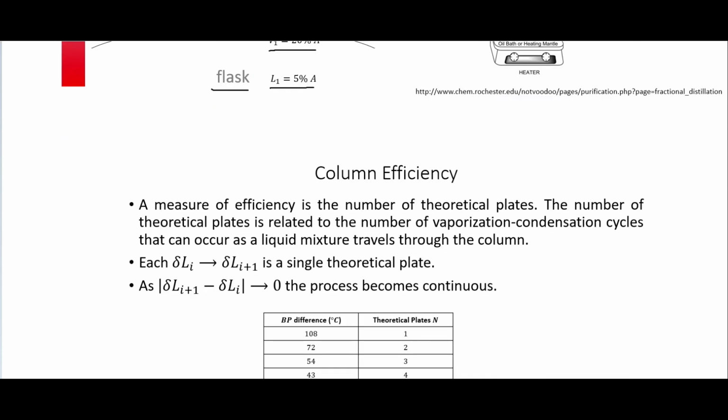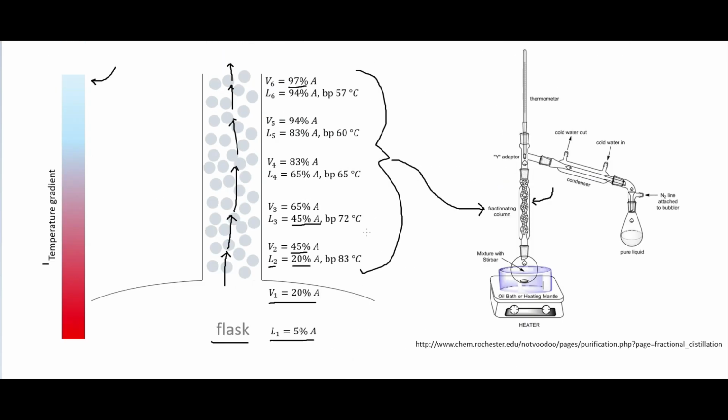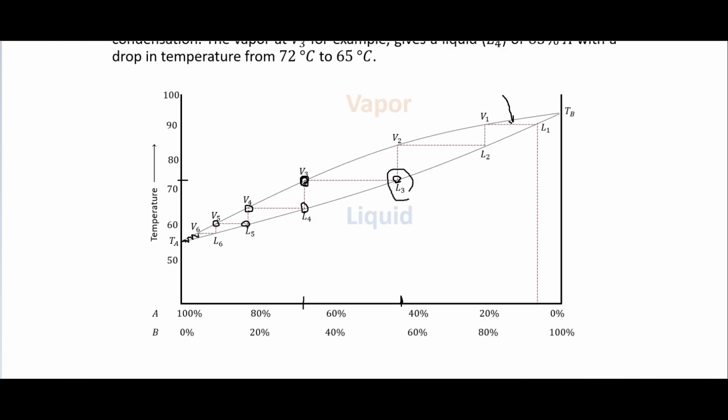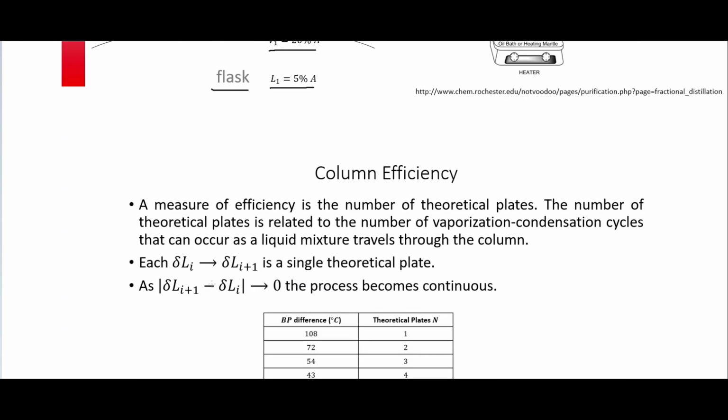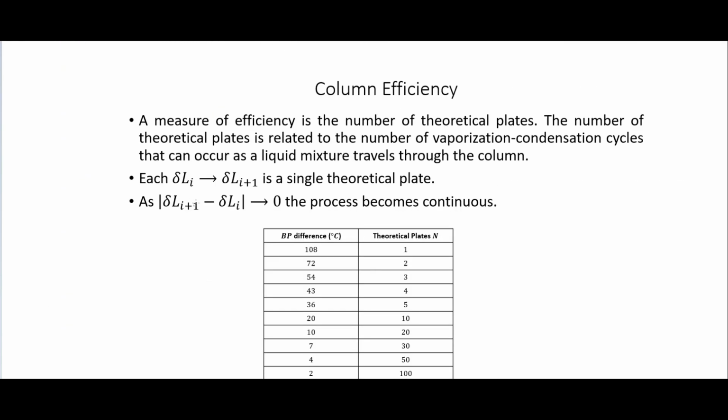And so we want to think about the efficiency of the column because, like I said, if we want to keep kind of moving this over and over sort of arbitrarily close, we want our column to be as efficient as possible. And so when we think about the efficiency of the column, we think about what are called the theoretical plates of the column.